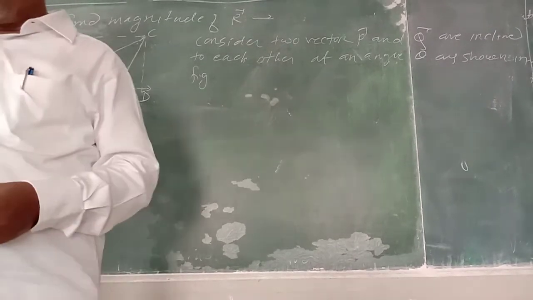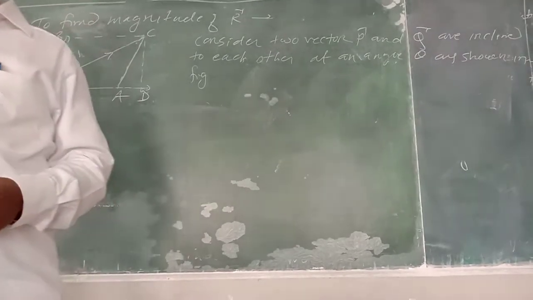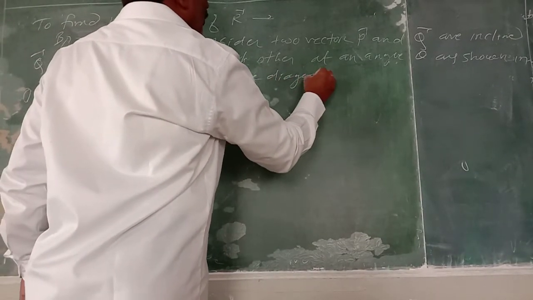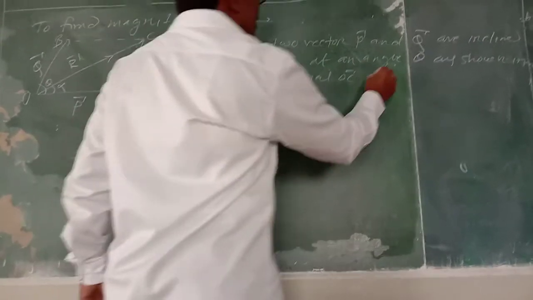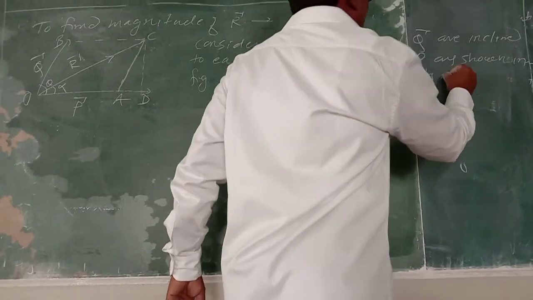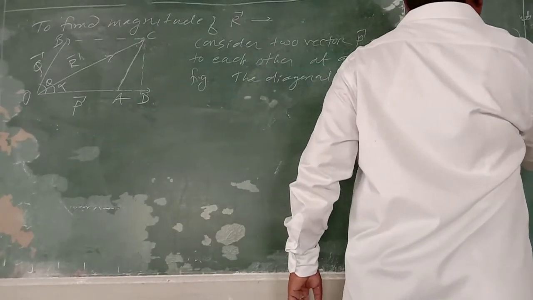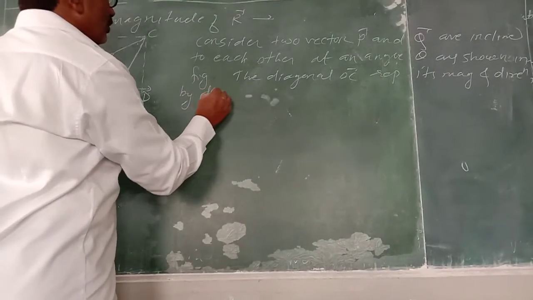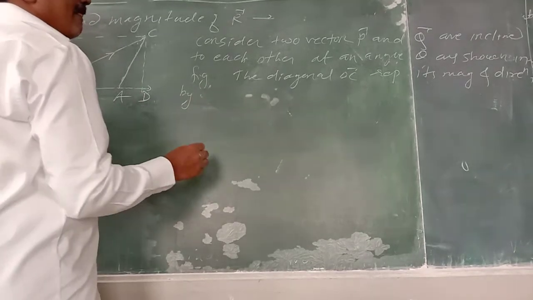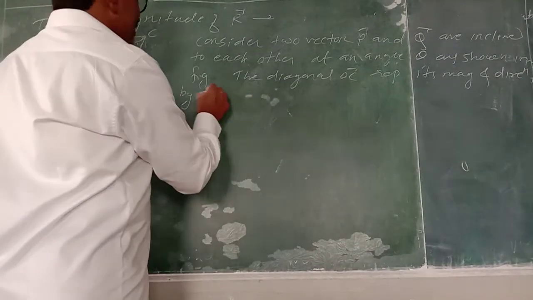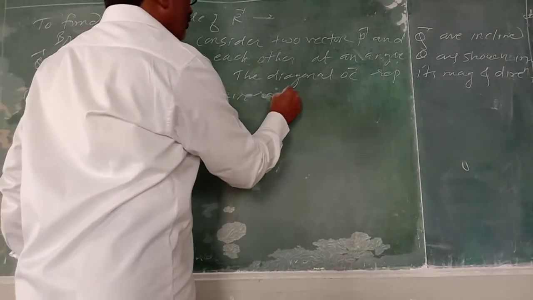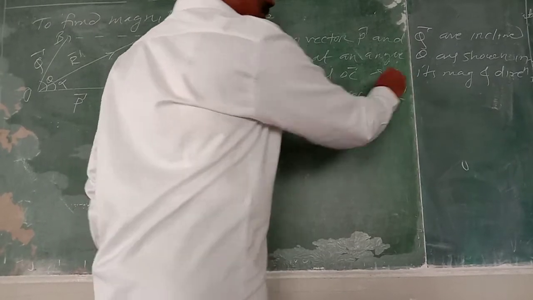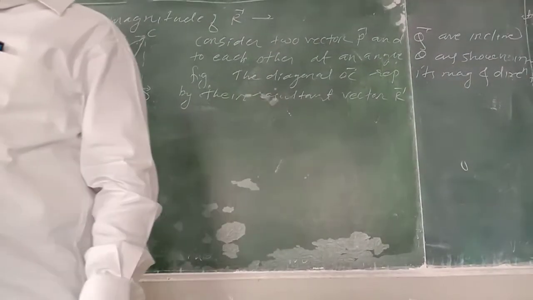By two adjacent sides of the parallelogram as shown in the figure, the diagonal OC represents its magnitude and direction by the resultant vector R.